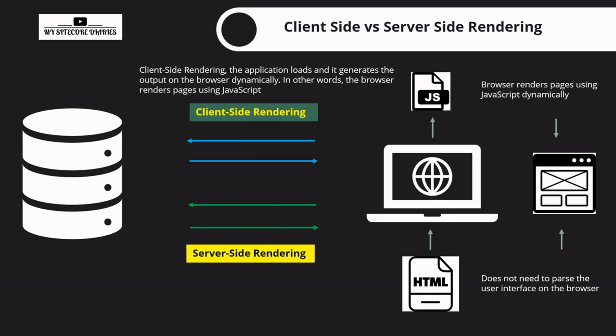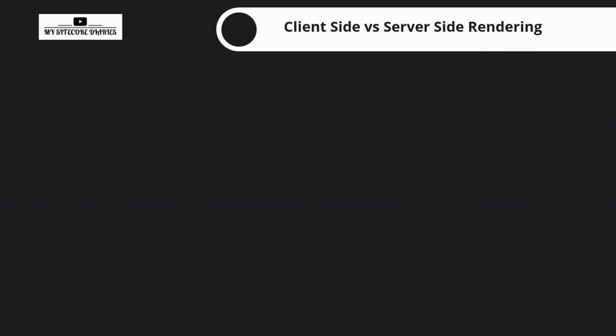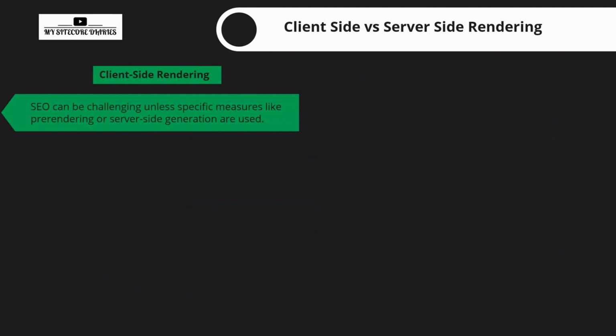In other words, for client-side rendering, the browser renders the pages using JavaScript. Whereas in server-side rendering, the user interface that we see on the screen is not generated by the browser, but on the server; the application just loads it. So it's HTML which is directly loaded on the browser. This is the key difference between client-side and server-side rendering. We'll go into detail on the differences.